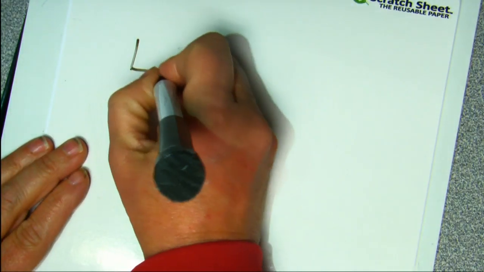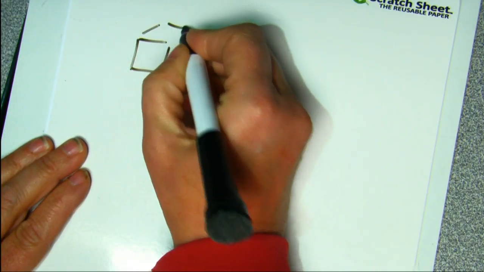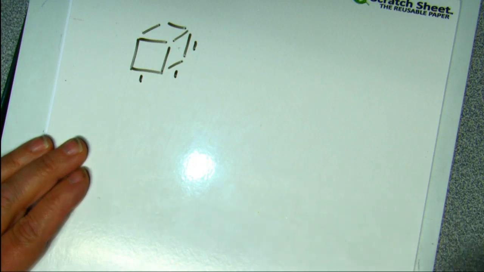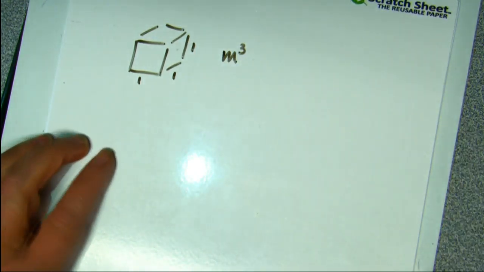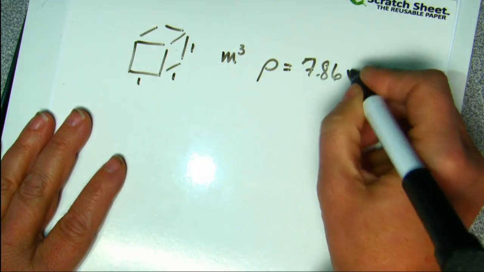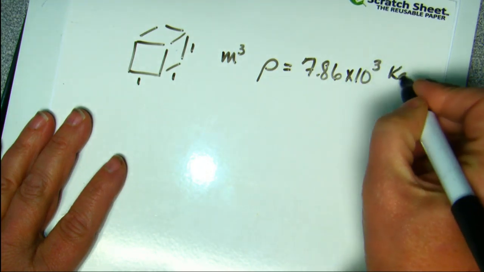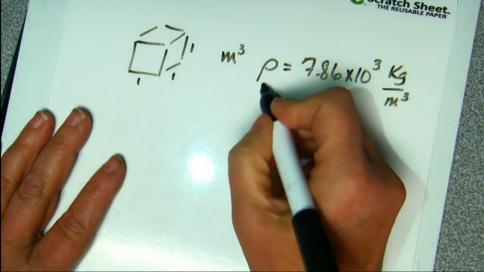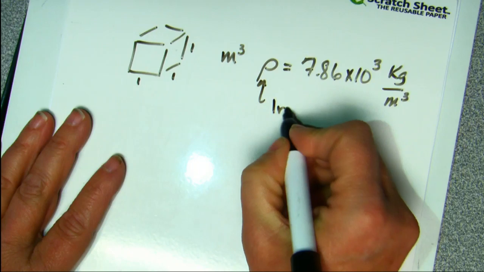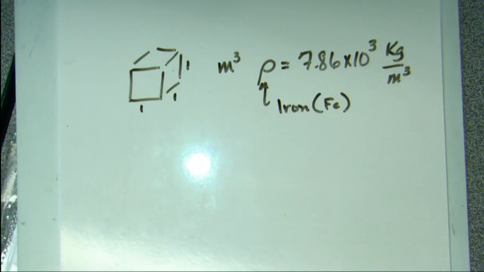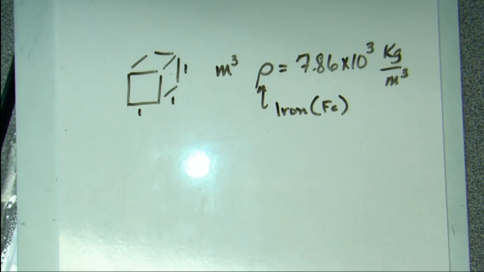Alright, so I'm going to give you a cube here. And this cube happens to be a 1 meter by 1 meter by 1 meter cube. So this is a meter cube. And we're going to give it a density of 7.86 times 10 to the third kilograms per meter cubed. This happens to be the density for iron. So that's a meter cubed.